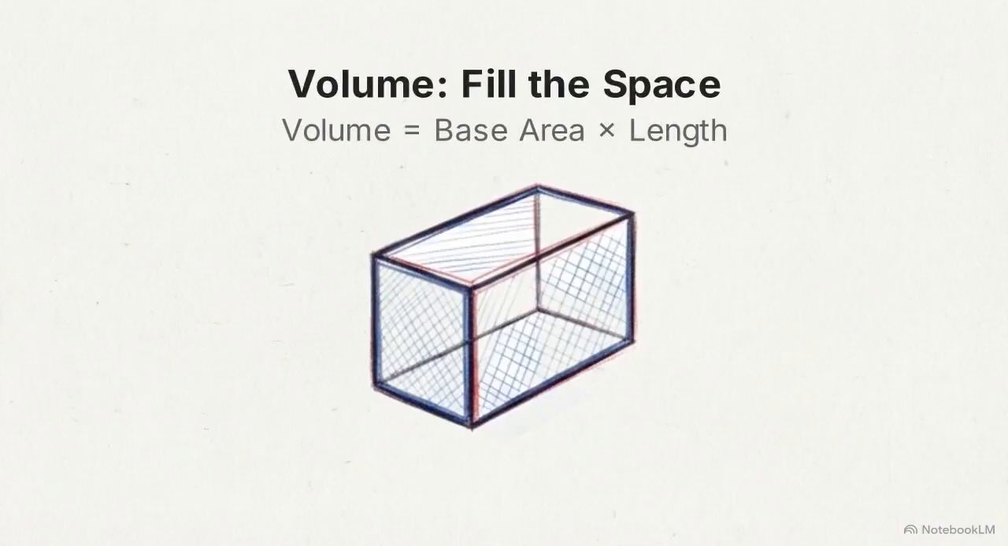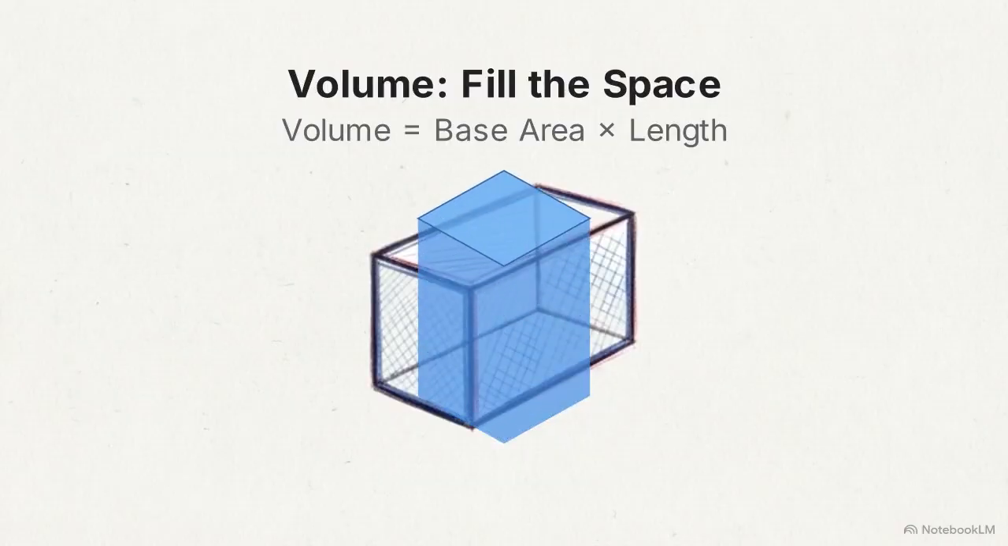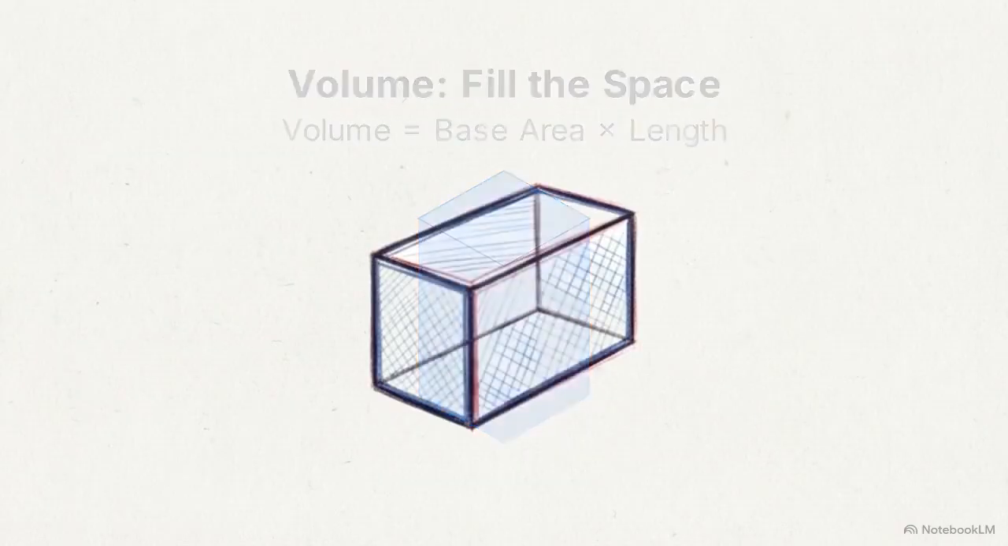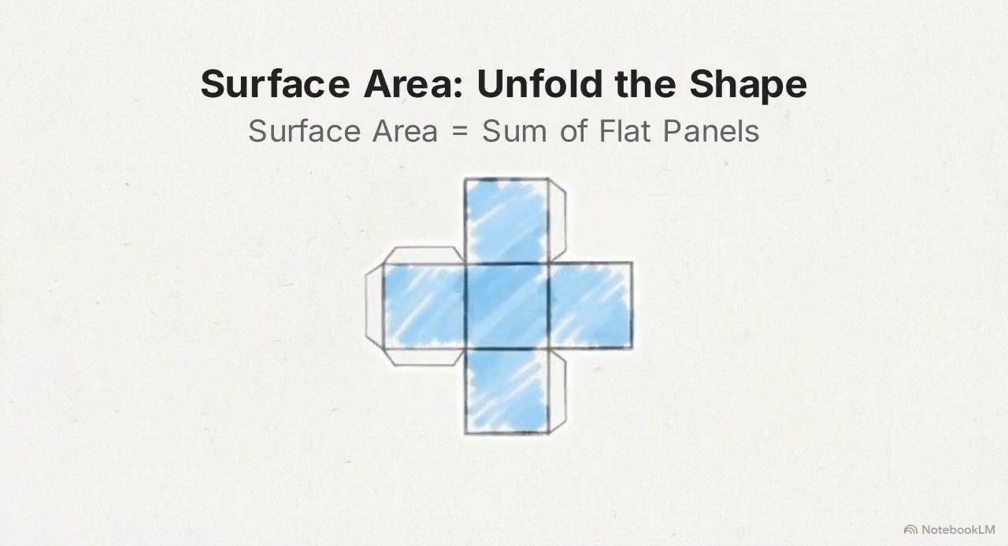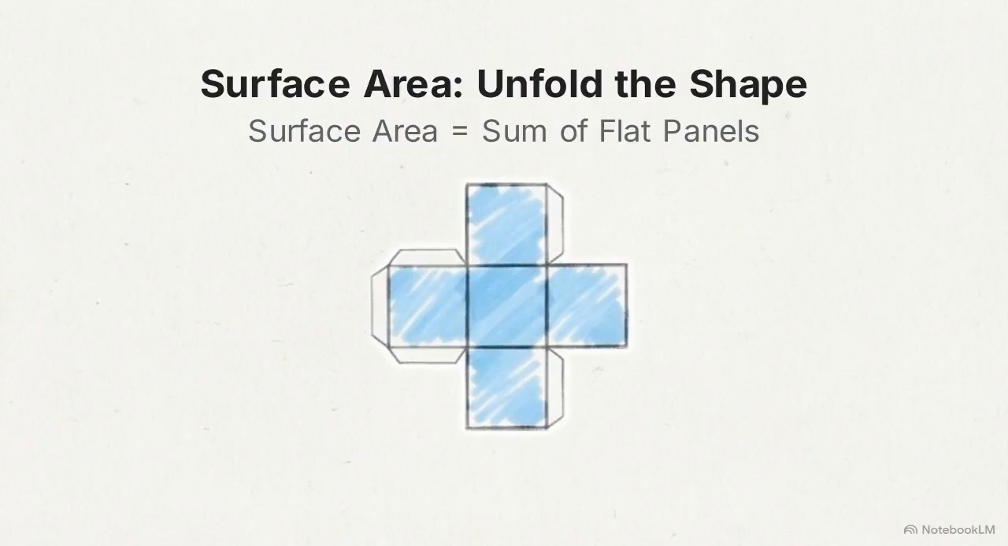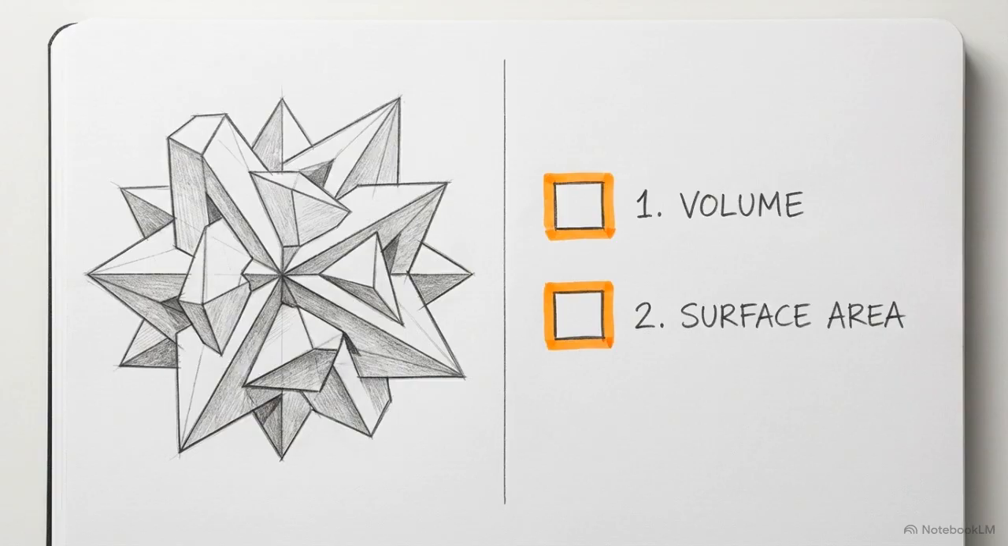You'll need them. The logic for volume is consistent. Find the base area and multiply by the length to see how much space it fills. For surface area, it's just as straightforward. Unfold the shape and add together the areas of all flat exterior sides. No matter how complex a 3D shape appears, it will always follow these two predictable rules. Let's start building your cheat sheet with the rectangular prism.